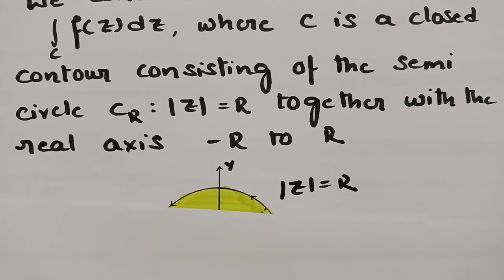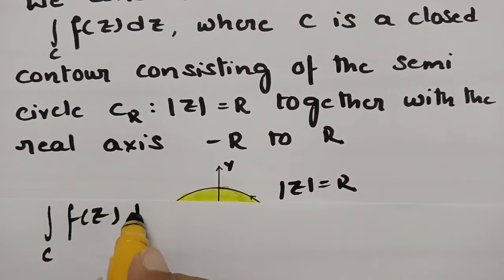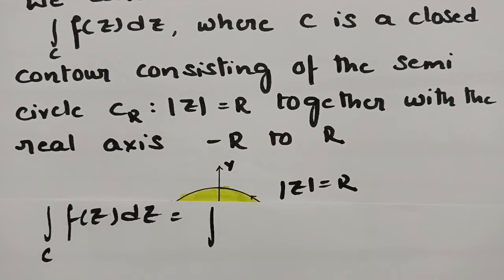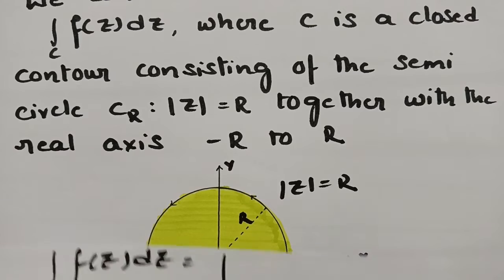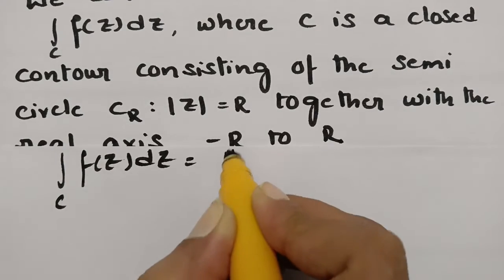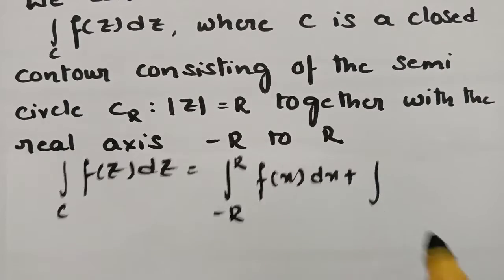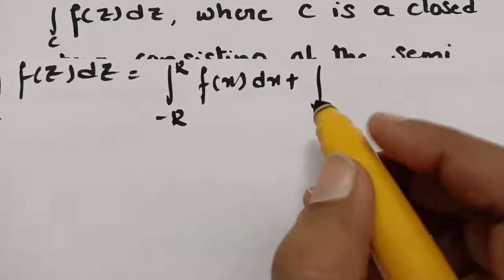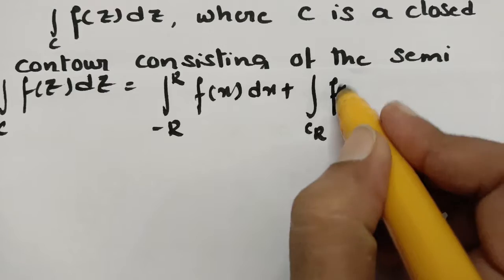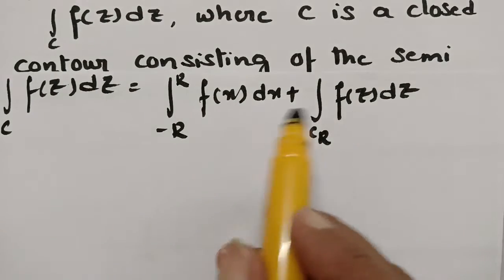For that, the total contour integral of f(z) dz can be written as the integral along the real axis from minus R to plus R, that is, f(x) dx, plus the integral over the semicircular curve C_R of f(z) dz. In order to calculate this, we have to add up these two.